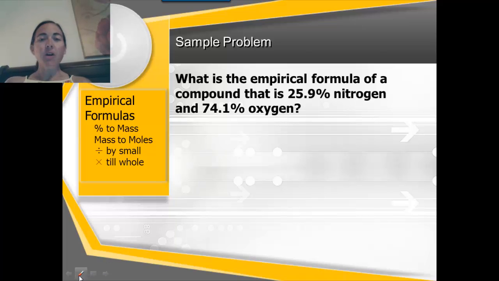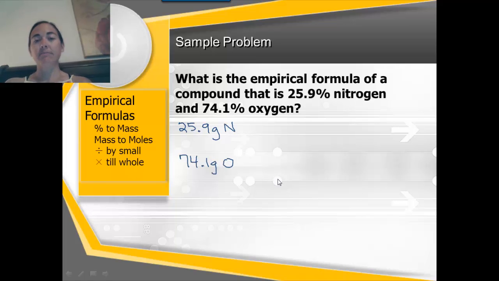In this problem, they give us the percent nitrogen and the percent oxygen in a compound. So I'm going to start out changing those percents to grams. Now this is really easy because if we assume a 100-gram sample, 25.9% of nitrogen is 25.9 grams of nitrogen. And similarly, 74.1% of oxygen is 74.1 grams of oxygen. The percentage is the number of grams if you assume a 100-gram sample.